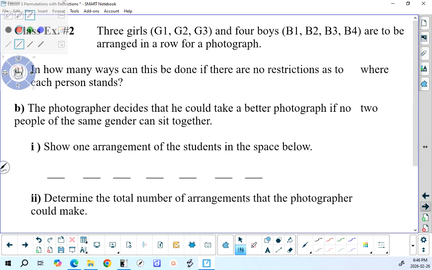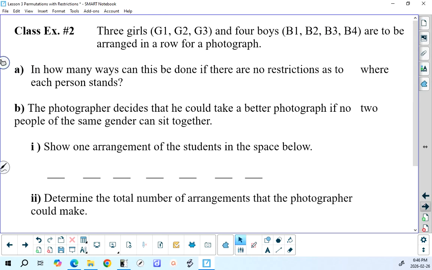Class example 2, 3 girls. We could give them names, but apparently this workbook doesn't want to do that. G1, G2, and G3, and 4 boys, B1, B2, B3, and B4, are going to be arranged in a row for a photograph. So there are 7 people. How many ways can this be done if there are no restrictions as to where each person stands?